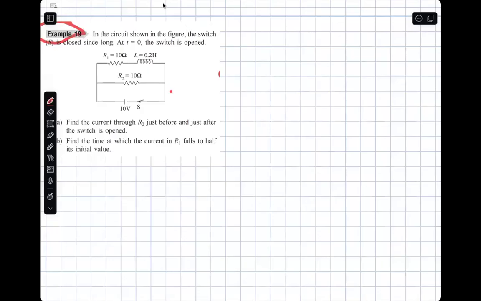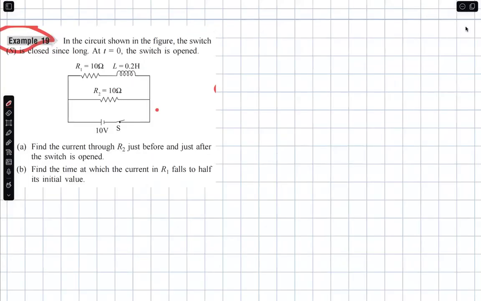In our class, we have started technically a complex LR circuit.